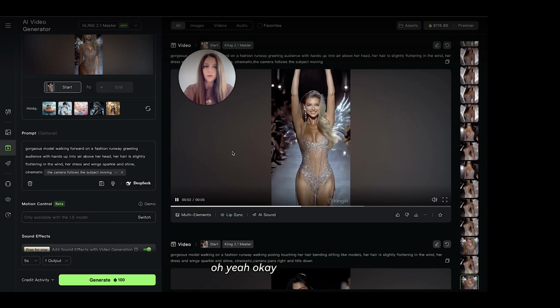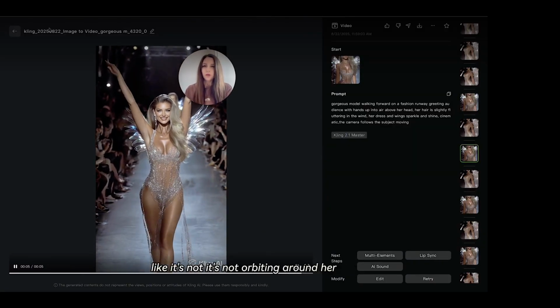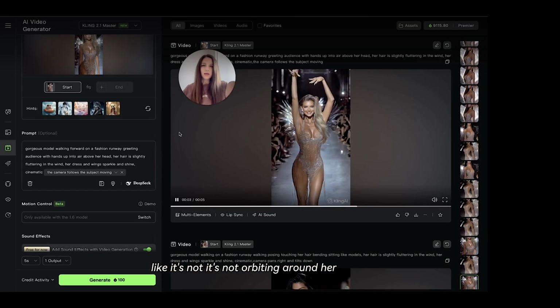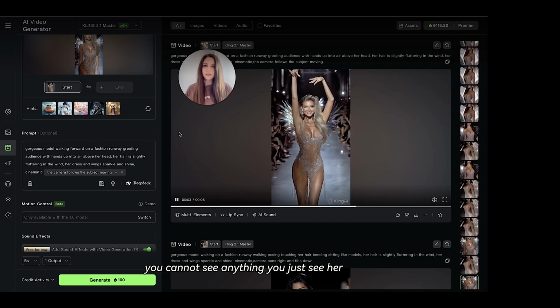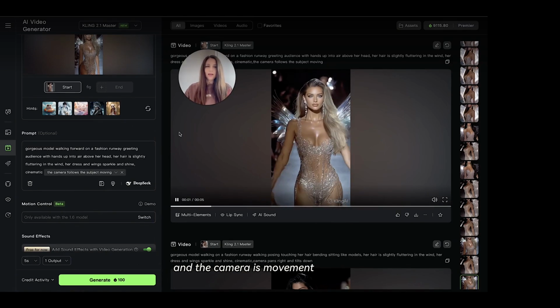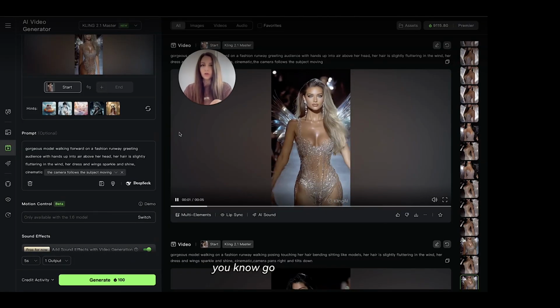Oh yeah, okay. So for this motion, see how the camera is just basically following her. It's not orbiting around her. You cannot see her side, you cannot see her back, you cannot see anything. You just see her, and the camera moves like a real camera on TV shows, where they just go as the person moves.